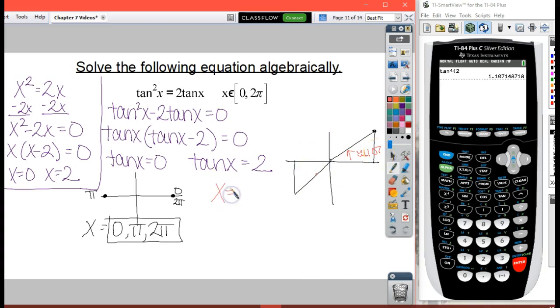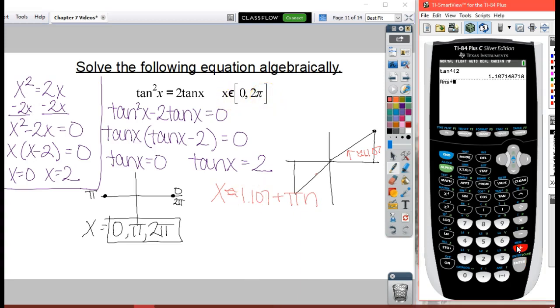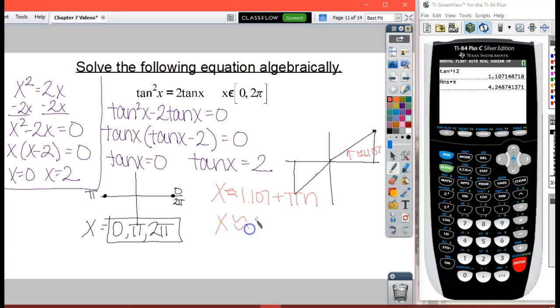So my general solution would be roughly 1.107 plus increments of, and not 180, but actually pi, since we're in radian mode. So from here, this is one answer in between 0 and 2 pi. I would add 1 increment of pi to it to get another. My other answer is then going to be 4.249. Here are my other 2.